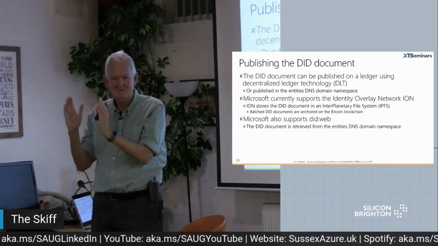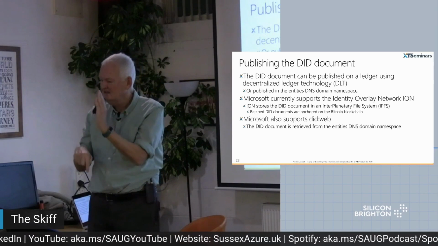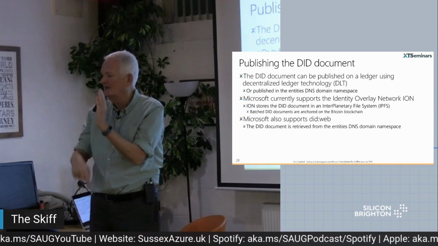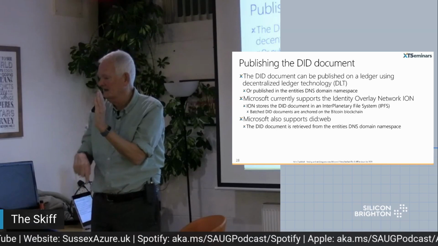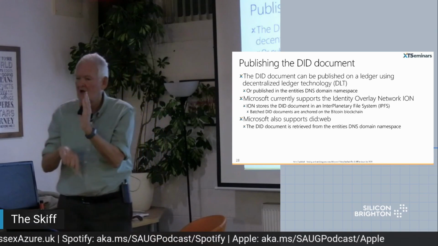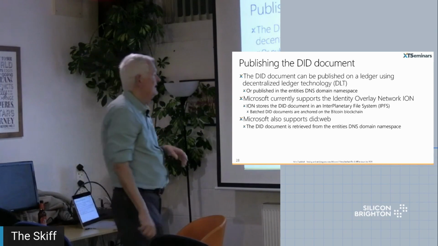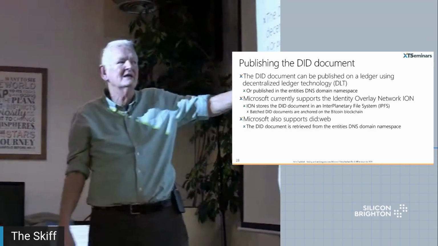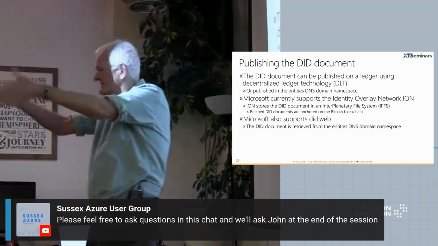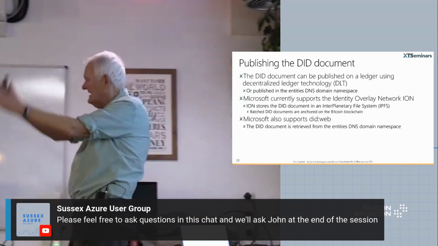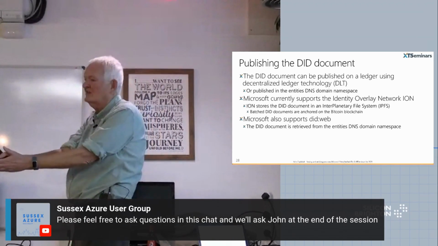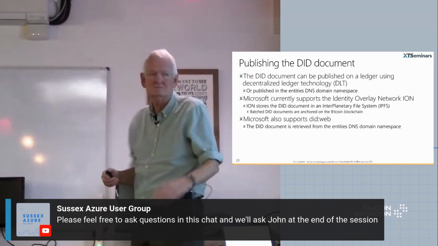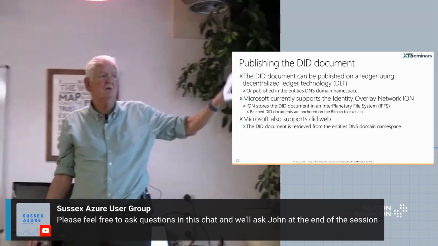Puts them in a file and then anchors the file on the underlying blockchain network, right? And that's how Iron actually works. It actually uses the interplanetary file system, if you know it, to batch up these DID documents and then anchor them. And by anchoring them, it means they can't be tampered with. So two ways of doing it.